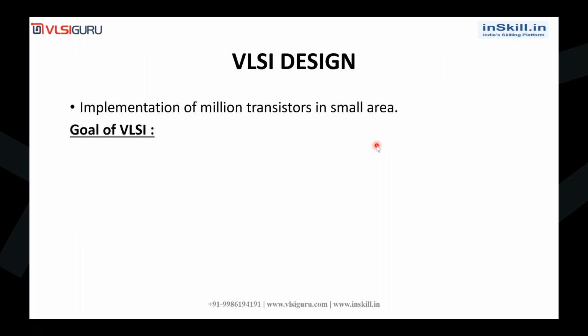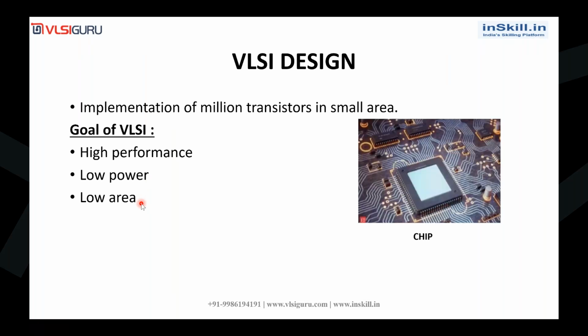So the goal of VLSI. If a particular company is designing a chip, then they will have some primary conditions that have to be met. First one is high performance, ensuring faster processing and low power consumption. So optimizing power usage to extend the battery life, and low area or minimal area, so reducing chip size to achieve compact products. And this is how our chip will look after manufacturing.